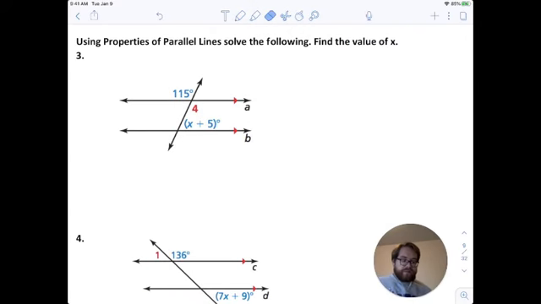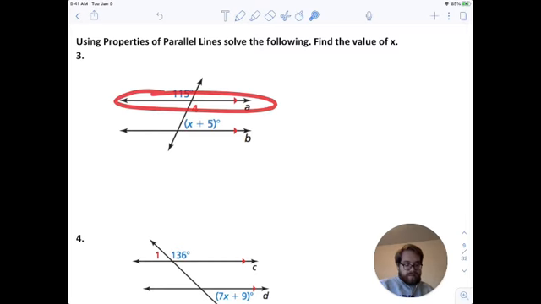All right, let's look at a couple examples. Let's look at number 3 on page 9 in your notes. The directions say to use the properties of parallel lines to solve the following problems, to find the value of x. So in this figure here with number 3, we first want to take stock of what we have here, take notice of what's going on.